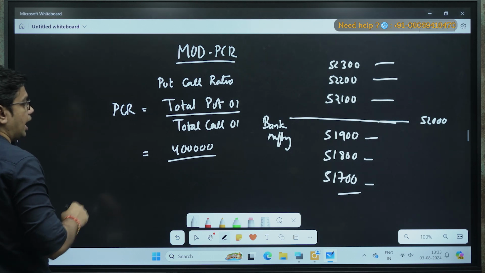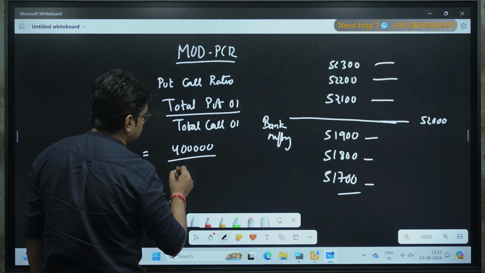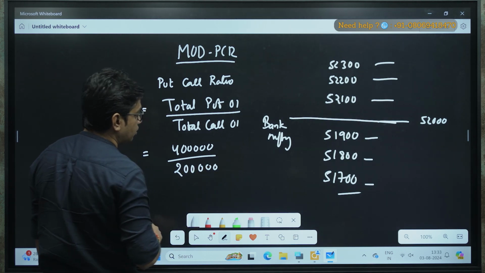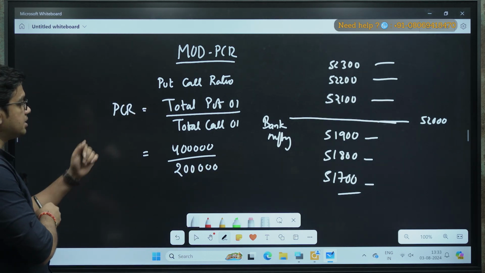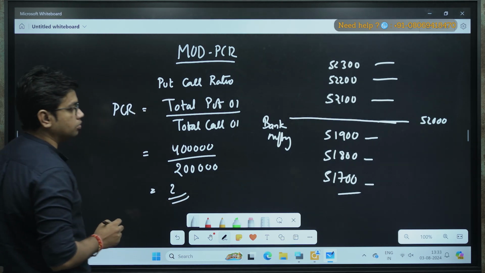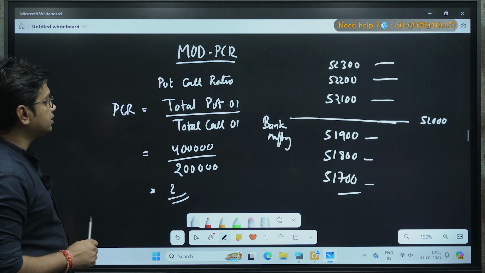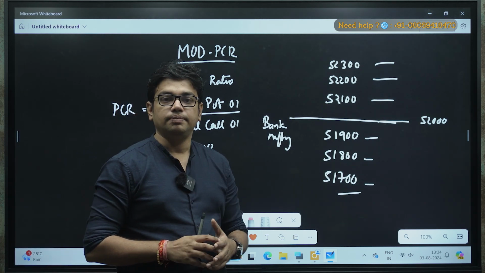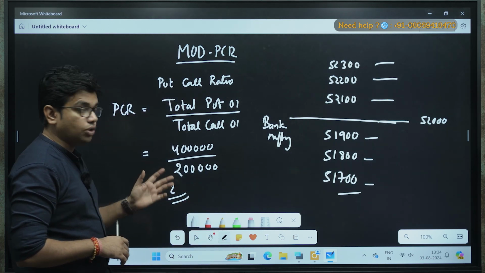Okay. Now, the total call OI will be around 2 lakh, just half of it. Then the PCR ratio will come out as 2. So it indicates that the number of put option writers, that is put OI, is greater than call OI.